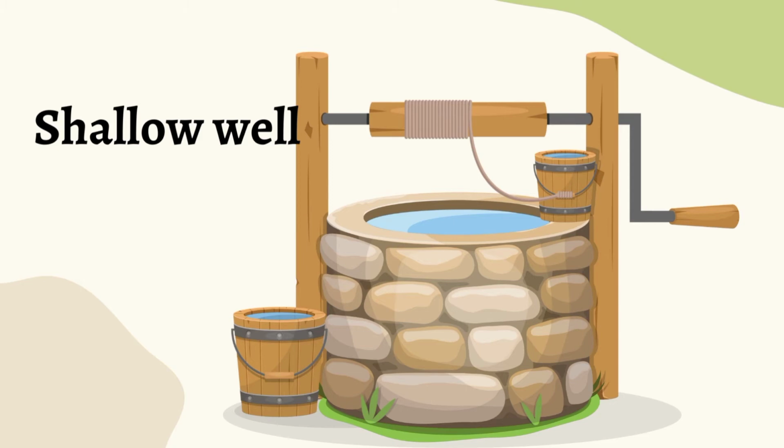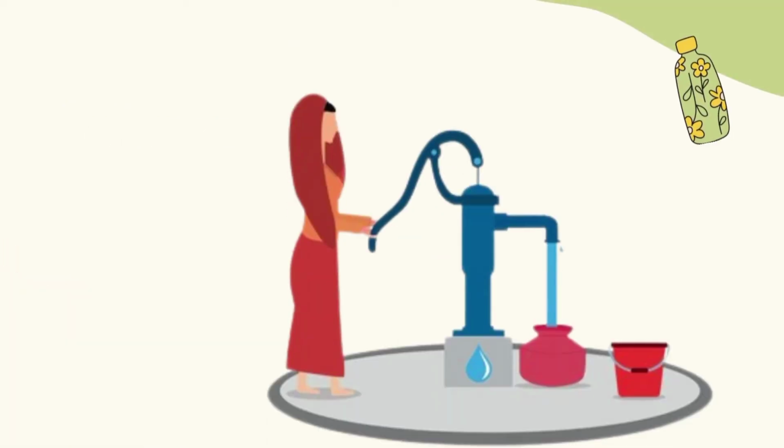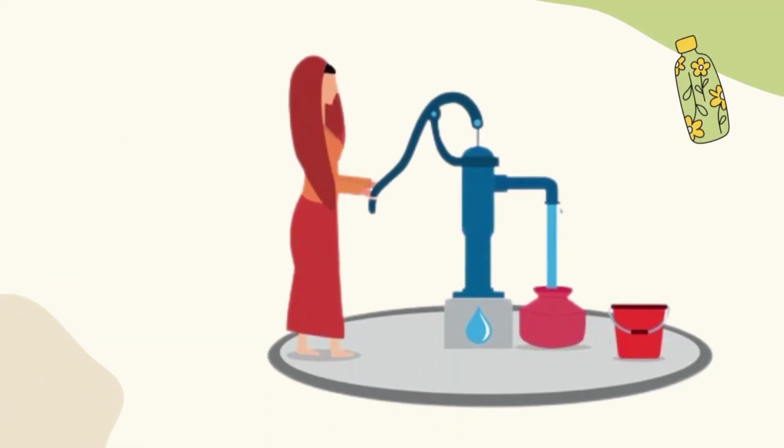Another way this can be done is it can also be collected through a suction pump operated by hand. The major source of pollution of this kind of water is by seepage from upper surface of the well. And this kind of well is capable of drying up during dry season.